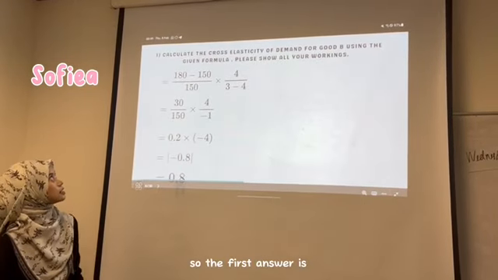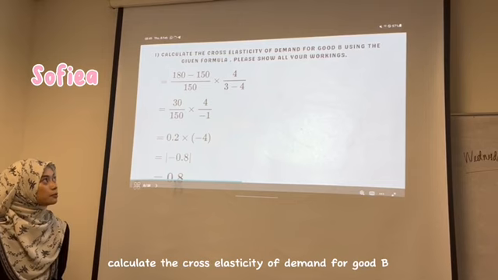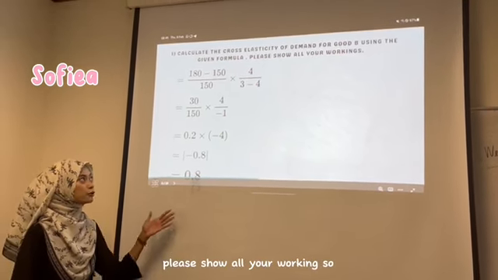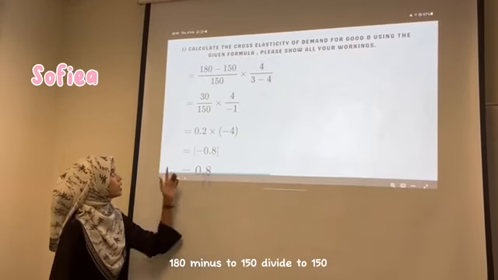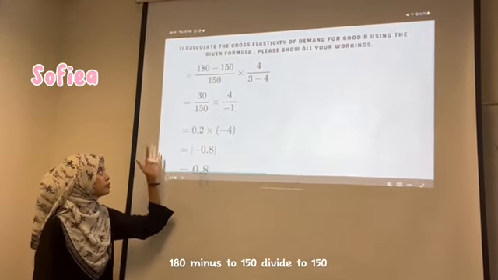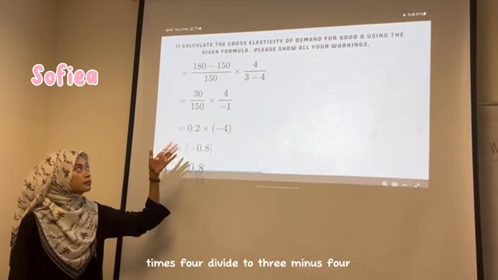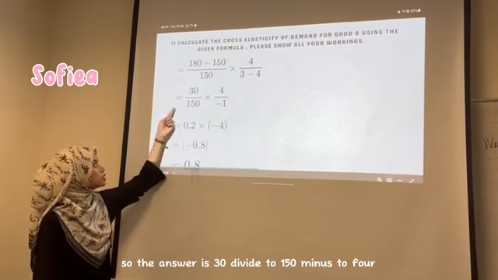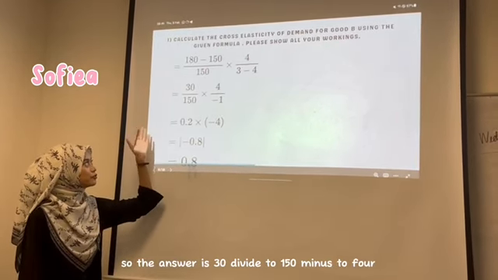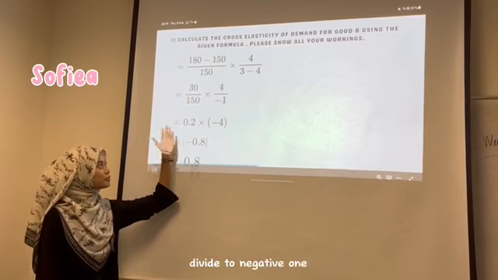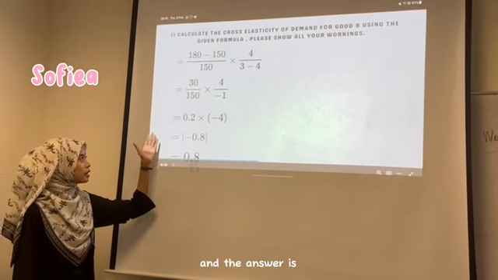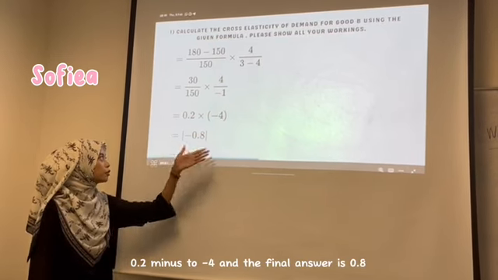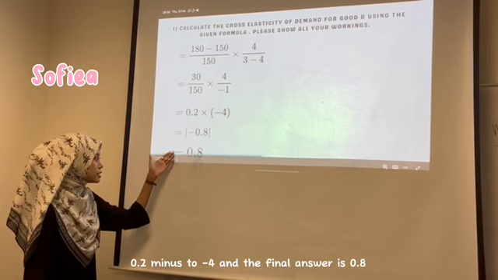So the first answer is calculate the cross elasticity of demand for good B using the given formula. Please show all your working. So 180 minus 150 divided by 150, times 4 divided by 3 minus 4. So the answer is 30 divided by 150, times 4 divided by negative 1, and the answer is 0.2 times negative 4, and the final answer is 0.8.